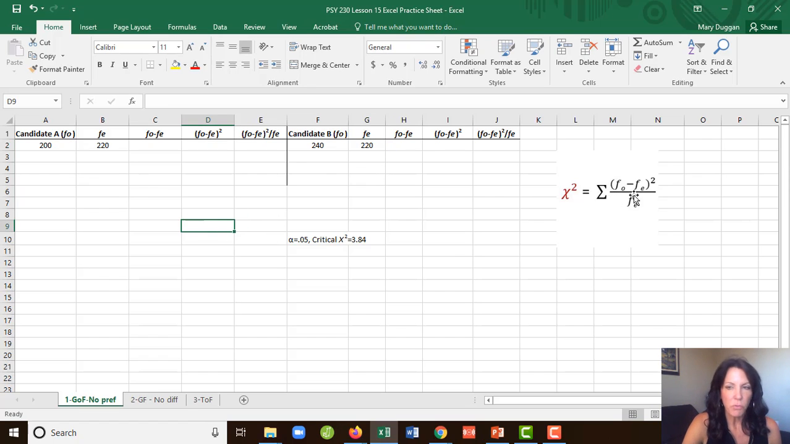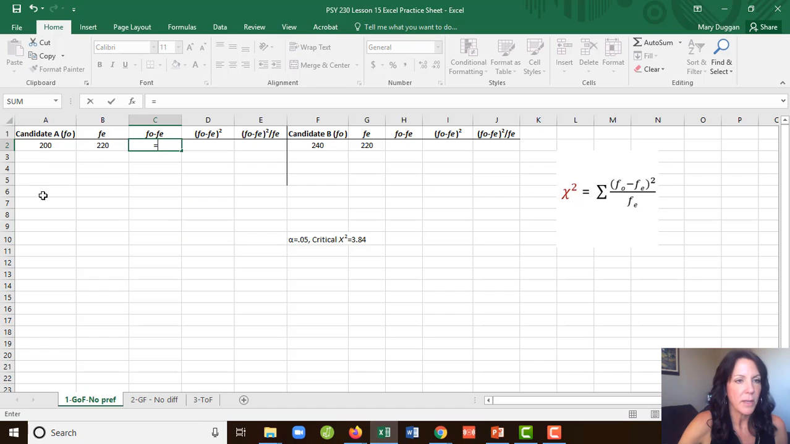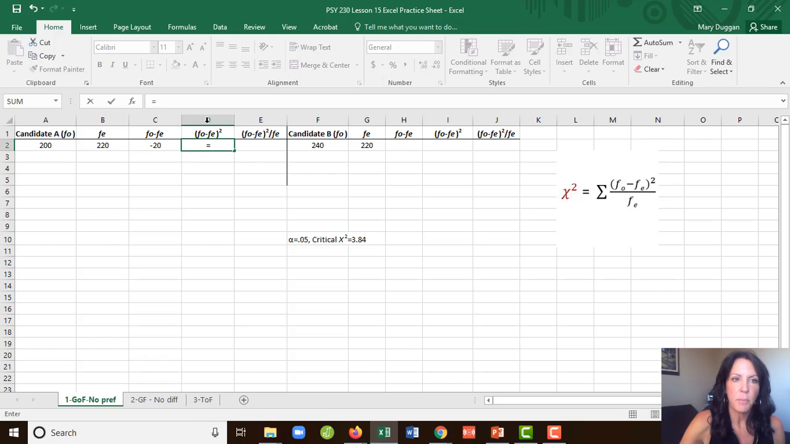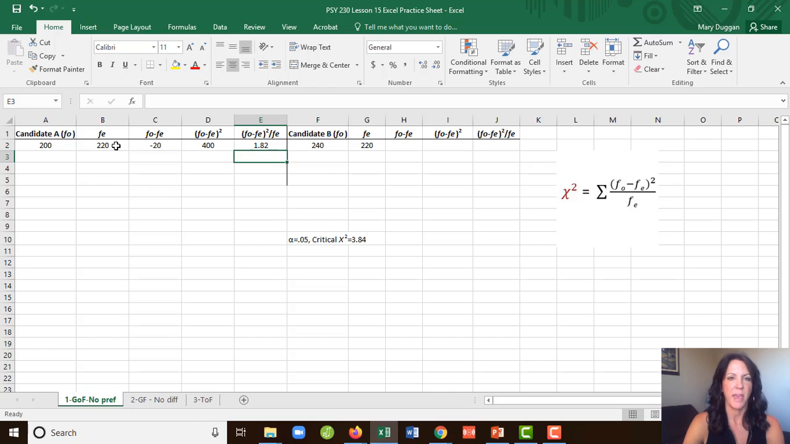And then we go through and we follow the directions for the chi-square. So 200 minus 220 is our first step. And then I have to take that number and square it. Then I take that squared deviation and divide it by the expected frequency again. And we end up with a number here of 1.82. We're not done though. Now we do the same for candidate B.